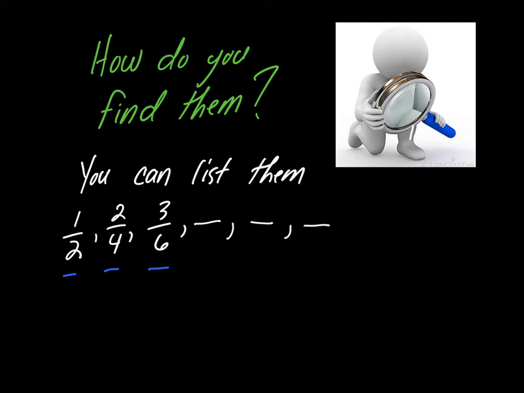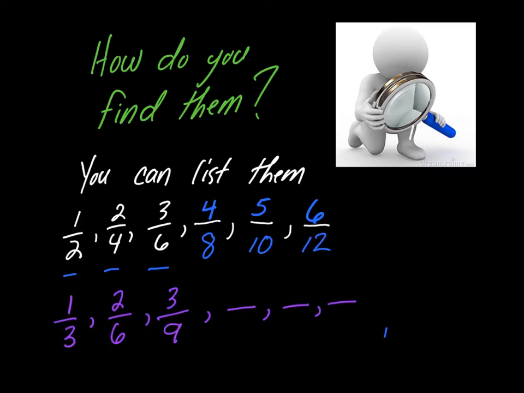If you look at the numerators, the top numbers, you can see a pattern starting 1, 2, 3. So it looks like the next numbers would be 4, 5, 6. And then look down below here with the denominators. We go 2, 4, 6. They're counting by 2, so the next denominator would be 8, then 10, then 12.